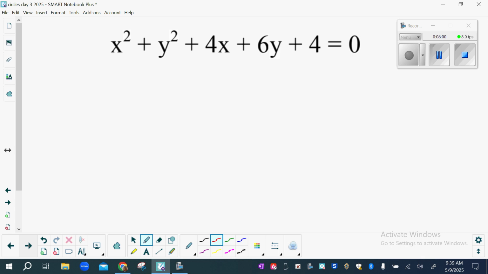Organize. And then fill in the box. And then go to parentheses. Right? Organize first.